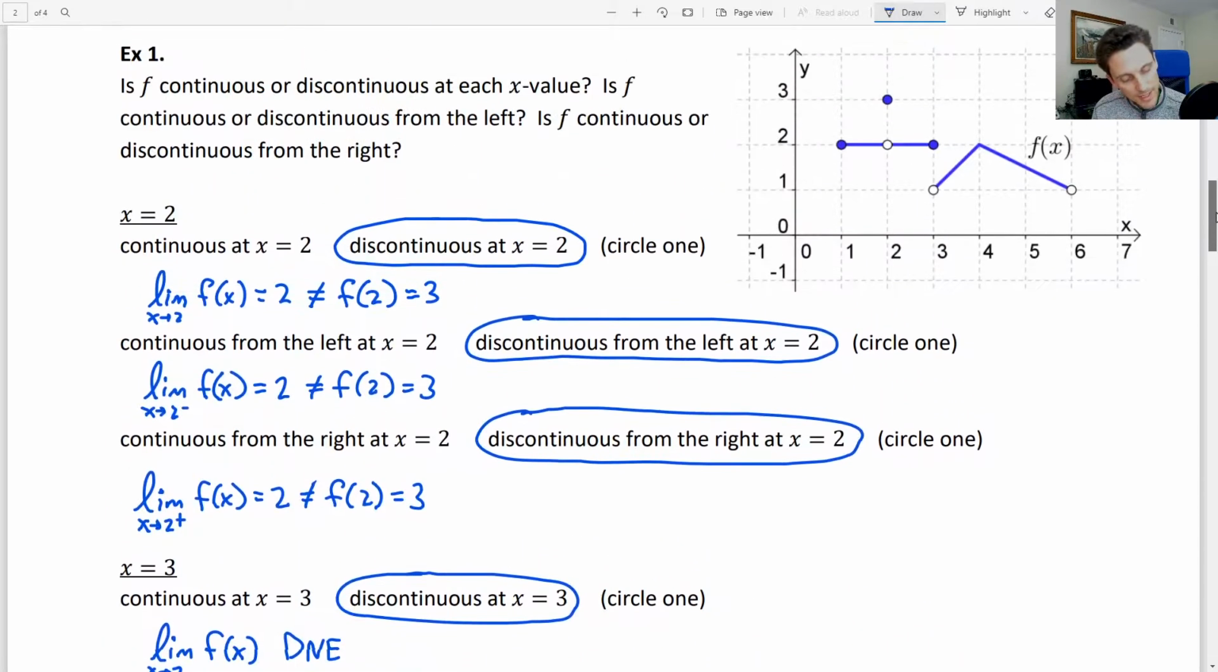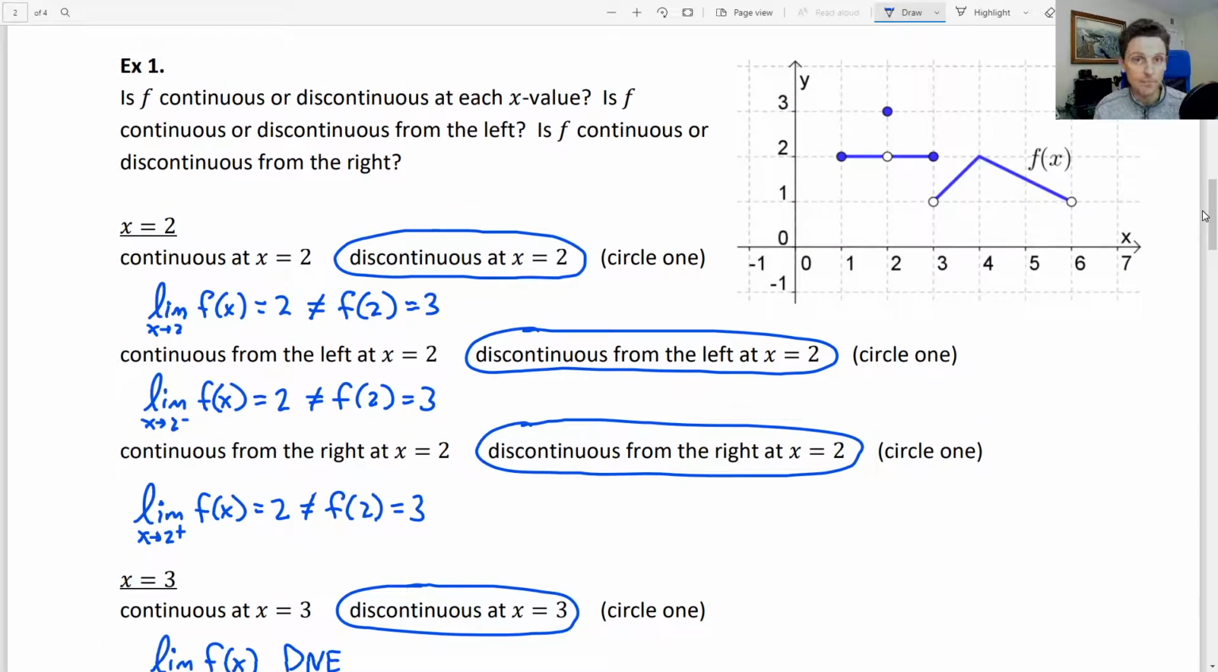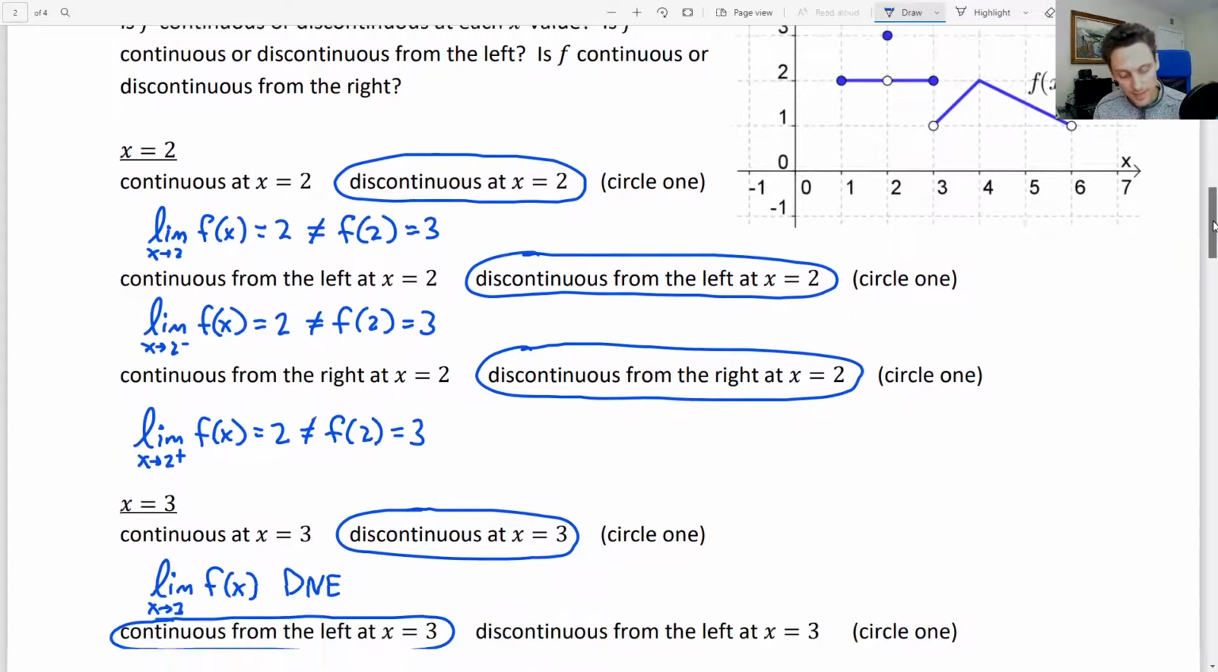And what about continuous from the left and from the right? What do you think? So if you said that they're both continuous, so continuous from the left and continuous from the right, that would be correct, because the graph on the left is connected to the dot at x equals 4, and the graph on the right is connected to the dot at x equals 4. So continuous from both directions.